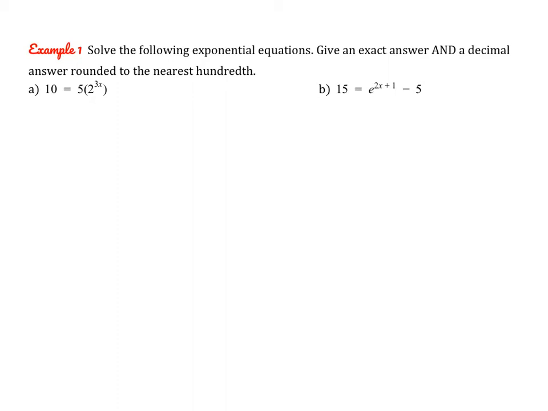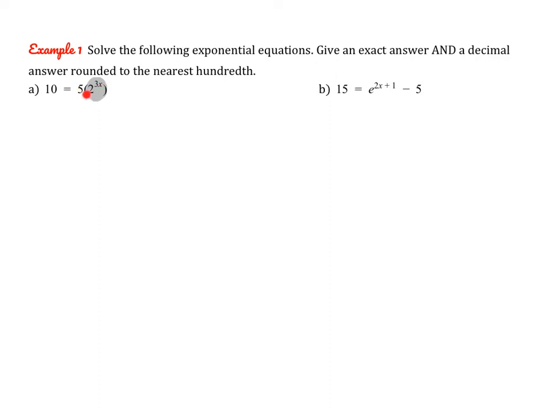Alright, so we're going to give 2 a try on our own. So here we're going to solve. We're going to give an exact answer, meaning no decimal, so it might have a logarithm in it. And we're going to give a decimal answer rounded to the nearest hundredth, so we'll use our calculator. So let's look at this first one. Remember, step 1 is to isolate our exponential term. So we're trying to isolate 2 to the power of 3x.